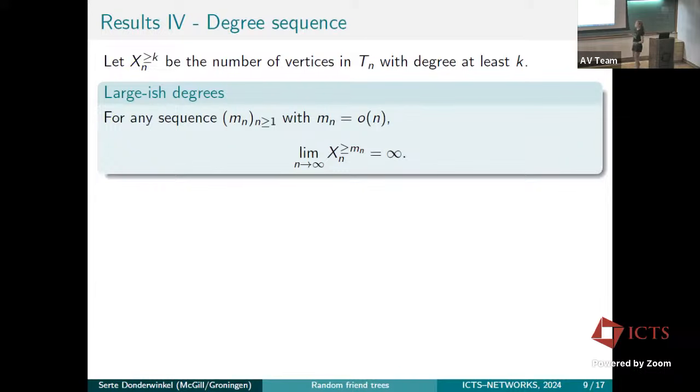So, this is almost an answer to the question that Remco asked. We let X_n(at least k) be the number of vertices in T_n with degree at least k. Then for any sequence m_n that is order little o of n, you're going to have an infinite number of vertices that have degree at least m_n. And to answer your question more specifically, you know that the diameter grows logarithmically, and you know that every edge contains a hub. So that gives you that the number of hubs goes to infinity, right?